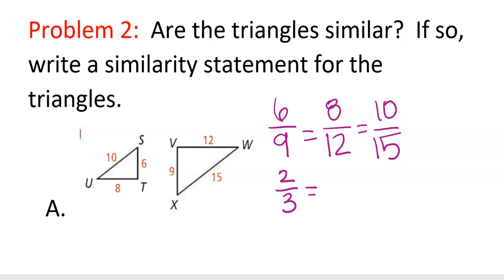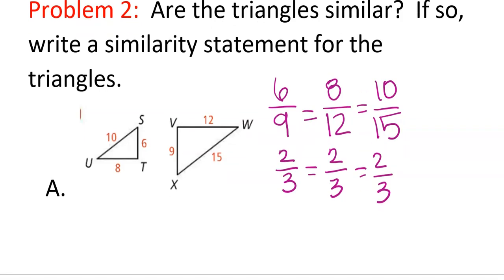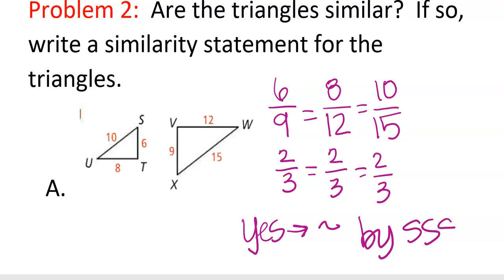I'm going to divide by 4 on the second one, and I get 2/3. And 5 on the third one, and I get 2/3. Okay, if those numbers are all the same, they are similar. So we're going to say yes. Similar by side, side, side similarity theorem.